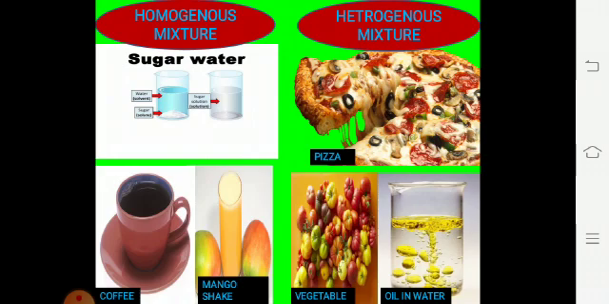Heterogeneous mixture. The most our favorite, pizza. So pizza is made up of different vegetables, bread, and cheese, but we can identify each and everything that is made up for pizza. Next is different collections of vegetables, and the simple one is oil in water. All these are examples of heterogeneous mixtures. I believe you have clarified your homogeneous mixture and heterogeneous mixture concept.